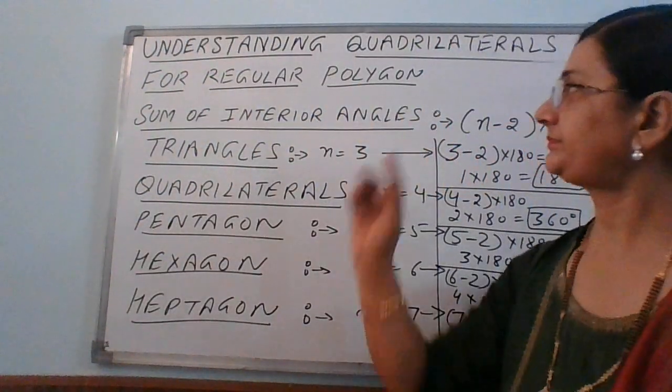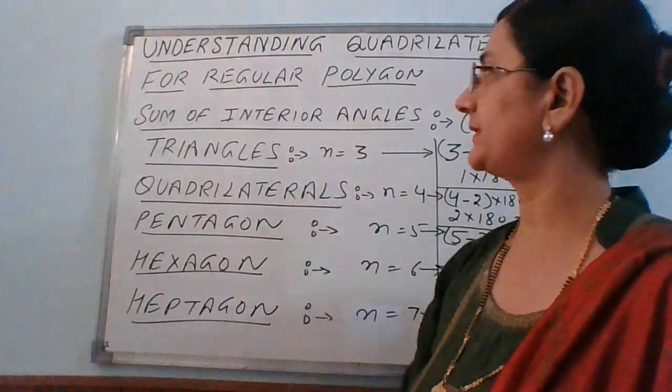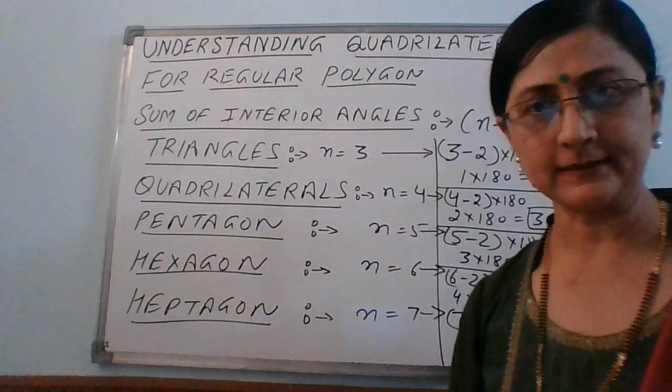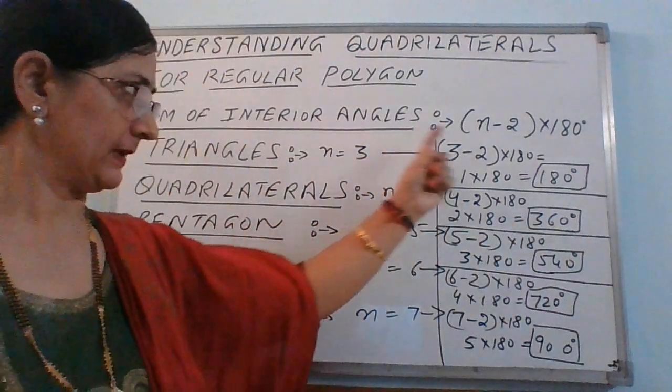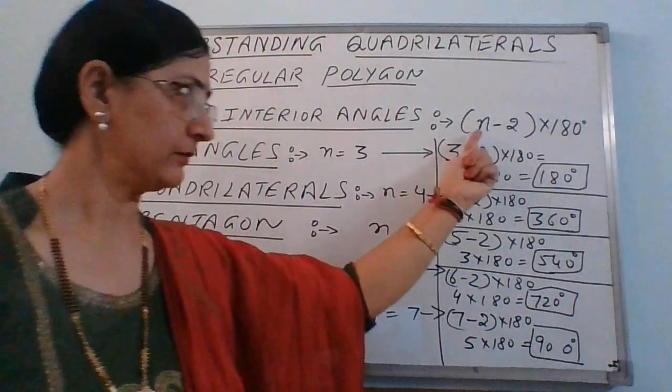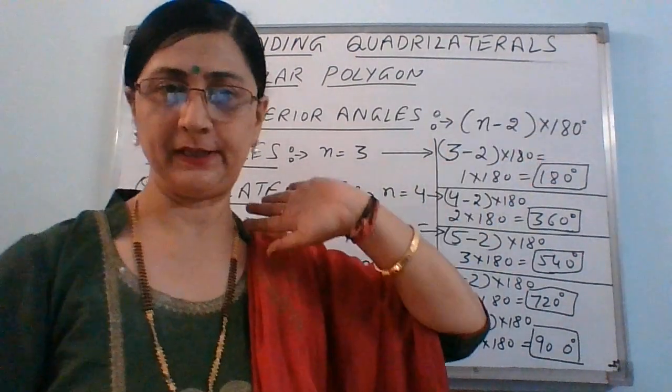So I'll repeat. Understanding quadrilaterals in this chapter: for regular polygons, how to find the sum of interior angles. We have a formula, right? The formula is n minus 2 multiplied by 180. Just put the number of sides here, subtract 2, and multiply by 180, right?